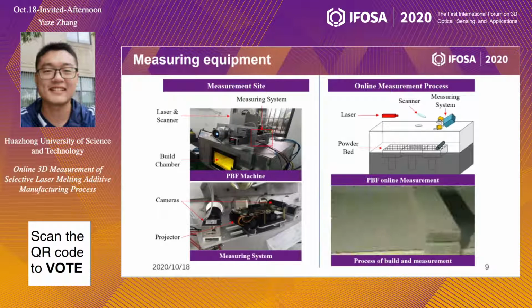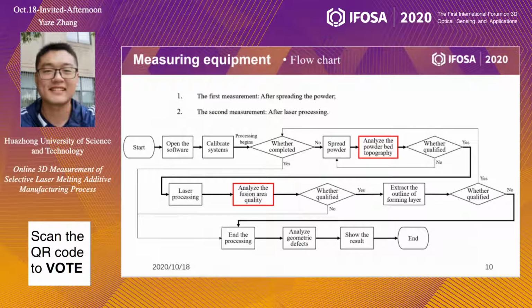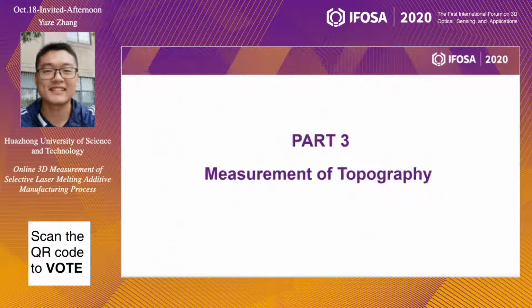It can be seen from the figure that 2 measurements were taken. This is the flow chart of the PBF online measurement process. After each layer of powder is spread, the software will take a measurement, and analyze the powder topography. After the laser processing, we will take another measurement and analyze whether there are defects. The third part is the measurement of topography.